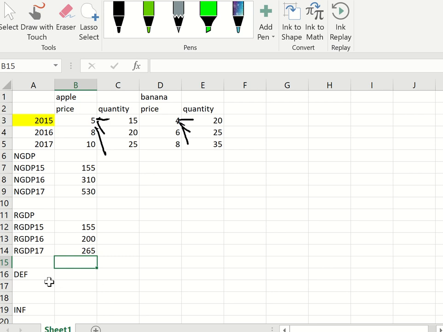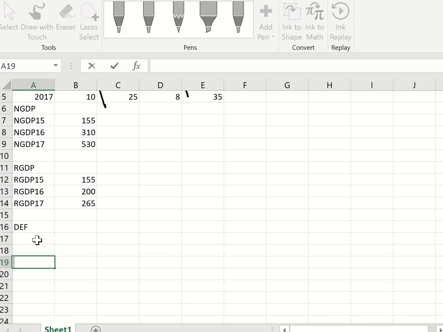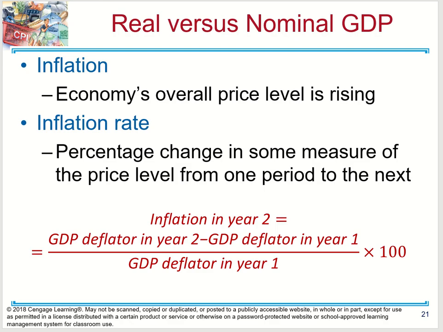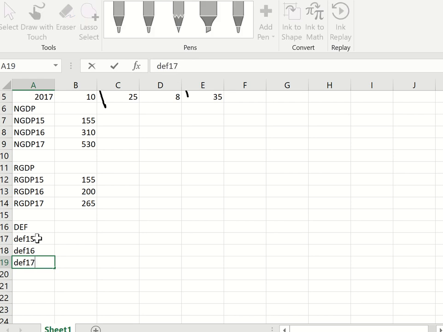And the next one, deflator. A little more long. So for deflator, you'll do it for all 3 years. Let me show you my spreadsheet again. Deflator for 2015, deflator for 2016, deflator for 2017.